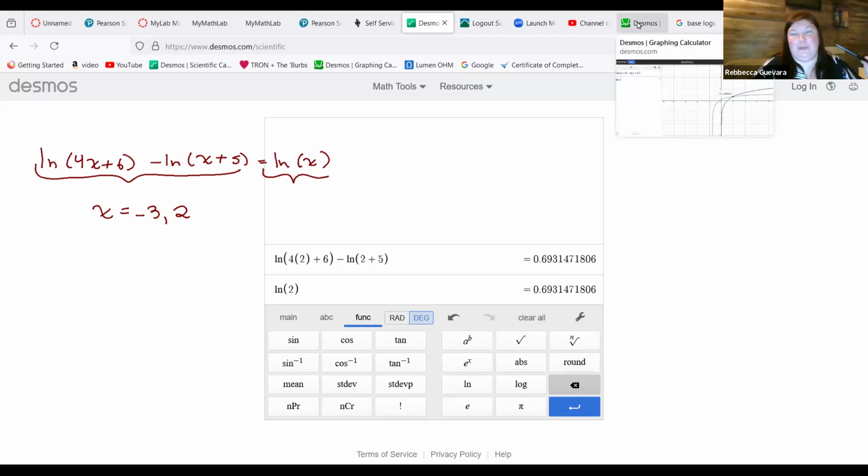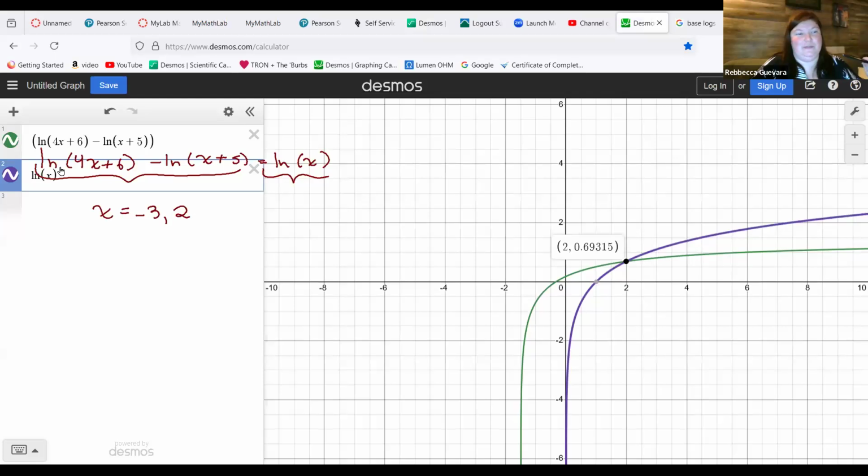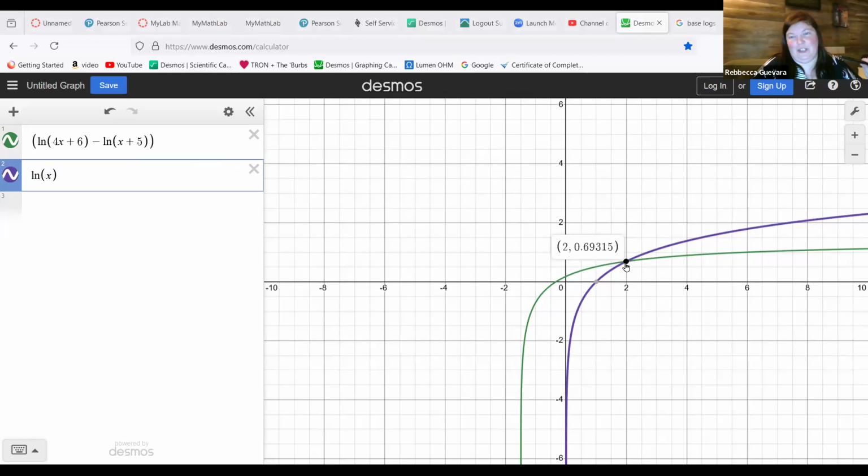Also, if you just need extra proof, if I did these in Desmos, the one side and the other side, as we see they cross here when x is 2. So that twice shows you that it is a solution. So in that case, our solution is going to be just x is equal to 2.